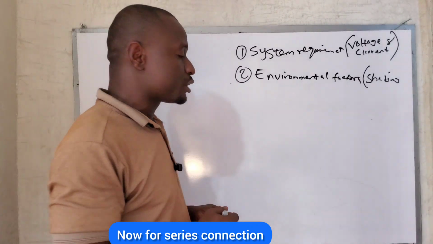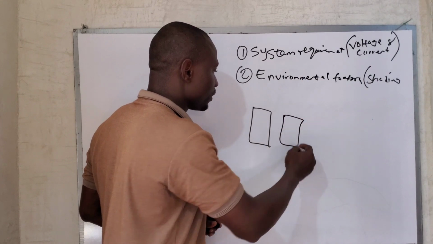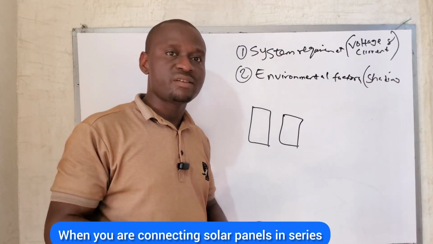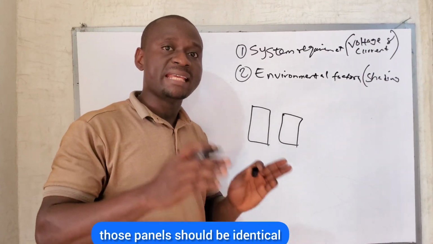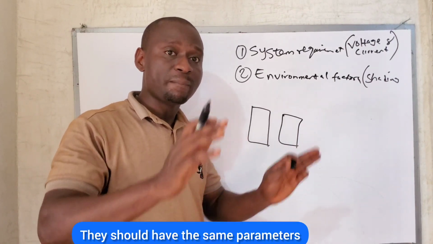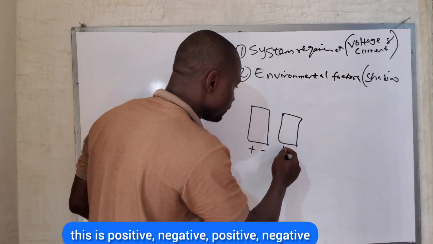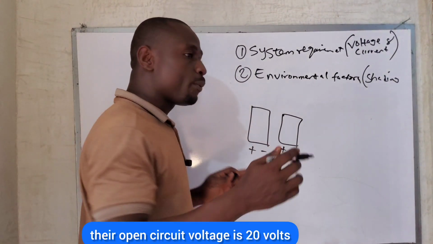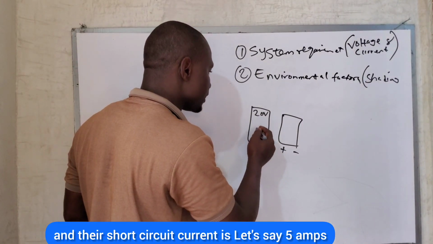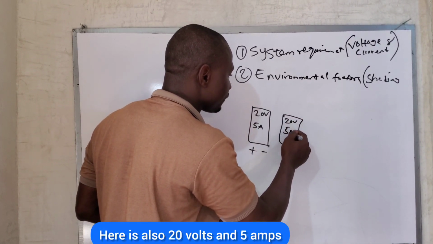Now, for series connection, if you have two identical solar panels, when you are connecting solar panels in series or in parallel, those panels should be identical. That is, those panels should have the same specifications. They should have the same parameters. So let's assume these two panels. This is positive, negative, positive, negative. These two panels, their open circuit voltage is 20 volts, and their short circuit current is, let's say, 5 amps. Here is also 20 volts and 5 amps.